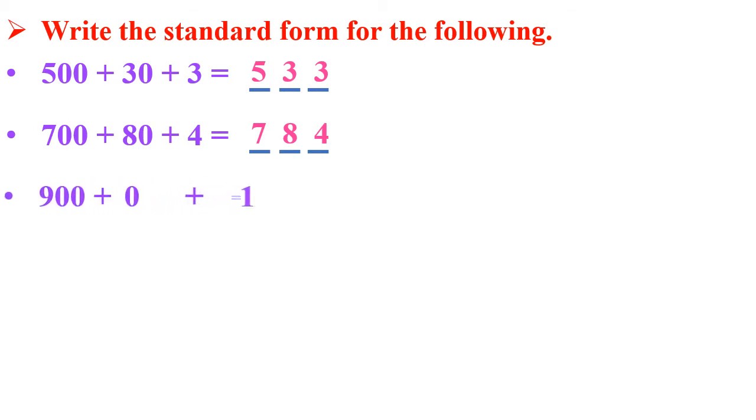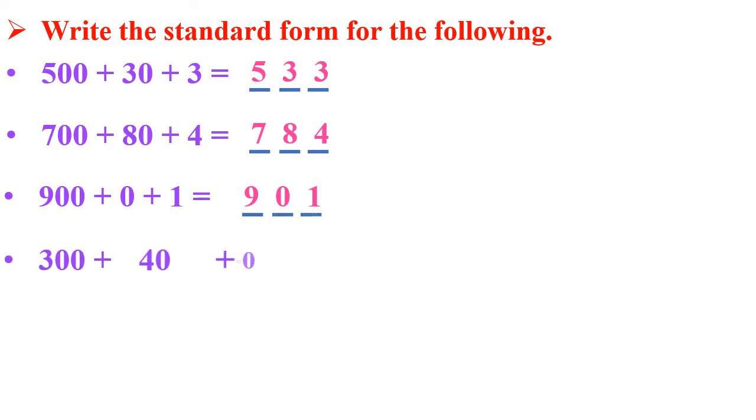Next, 900 plus 0 plus 1. Now you see here 9 in the hundreds place, so we have to draw 3 lines. We have to put 9 on the hundreds place. Then they were given 0. This 0 is considered as the tens place, and this 1 is considered as the ones place. So your answer is 901. That is the standard form of 900 plus 0 plus 1.